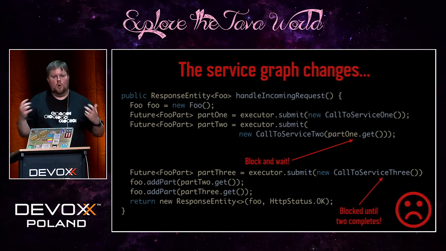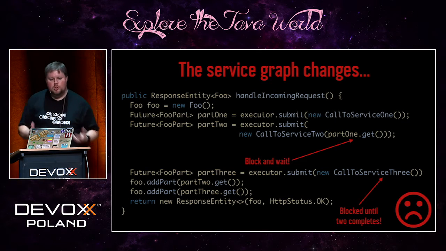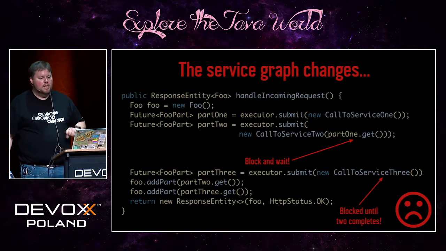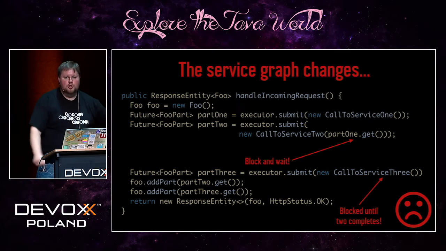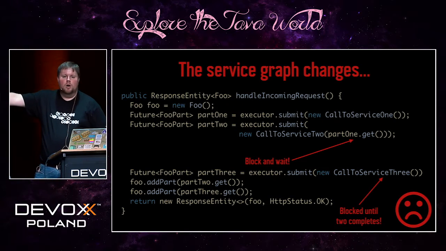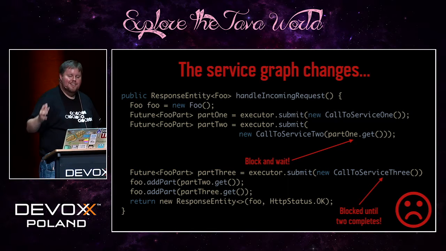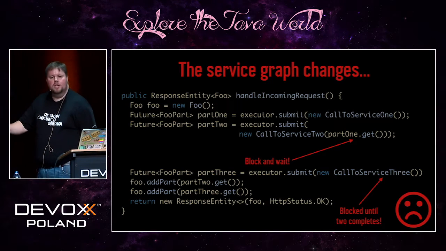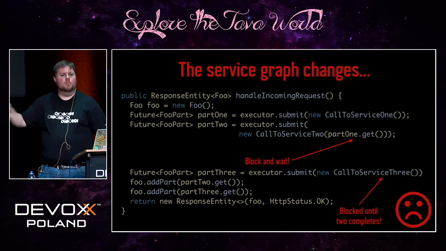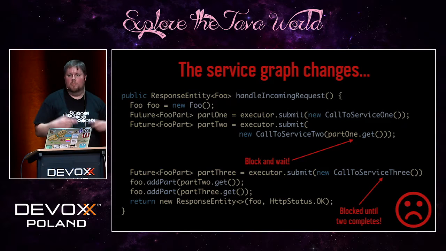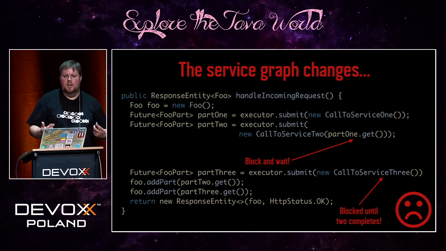So the way our services work is a little bit different now. We have introduced a dependency between service 1 and service 2. So I now need the result from service 1 to produce the result from service 2. So I submit the call to service 1 to the executor service, but then when I submit the call to service 2, I pass as the constructor argument part1.get. And I'm right back where I started because now I'm blocking and waiting for part 1 to finish before part 2 can execute.